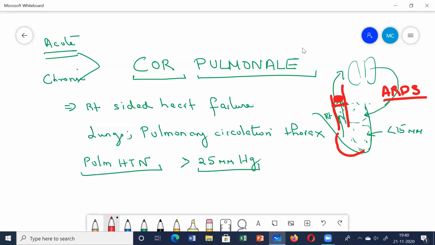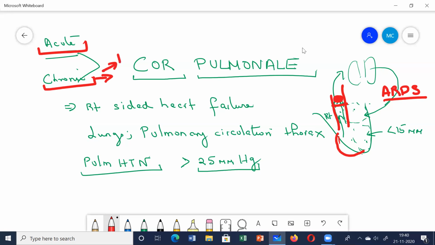If it is a chronic case, then over time there will be hypertrophy of the right ventricle. But in acute, there is no hypertrophy because it's acute, sudden onset. There is mainly dilatation of the right ventricle. And what is chronic cor pulmonale? Chronic cor pulmonale, obviously, takes place gradually. This can be further classified into hypoxic or vascular obliterance.